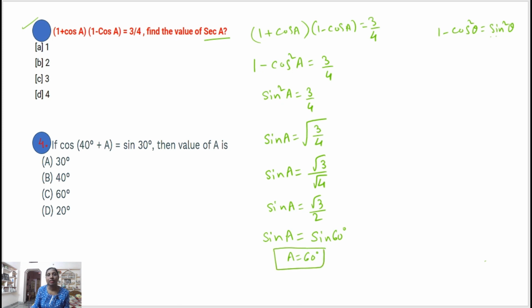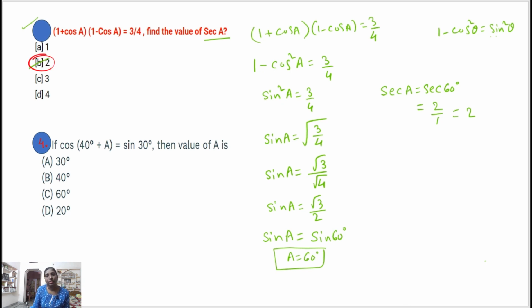Okay, so we got a. Now sec a is equal to sec 60 degree. Okay, but do you remember sec 60 degree? No, it's difficult, no? Do you remember cos 60? Cos 60 is 1 by 2. Now sec is reciprocal of cos. So cos 60 is equal to 1 by 2, so sec 60 is equal to 2 by 1. It means 2. So option B is correct.